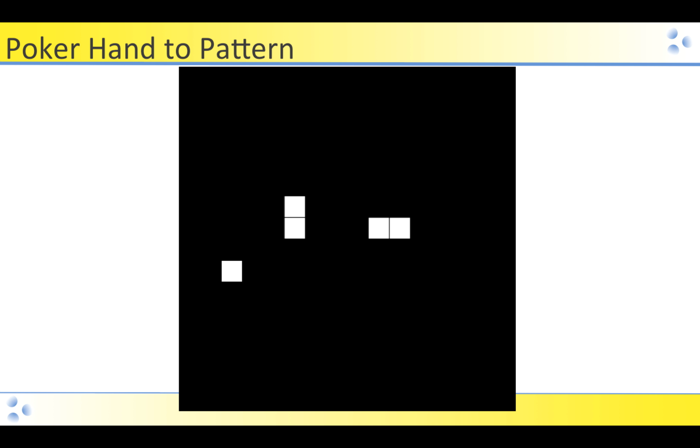And then the last step is I turn this into a black and white image, a binary image, where ones represent the card locations and zeros represent all the other space. So this is the same representation, and now it's fairly clear to see that a pair would mean that I have 2 white dots vertically on top of each other. Maybe not necessarily next to each other, but in the same column. And then a straight would be cards in sequential columns.